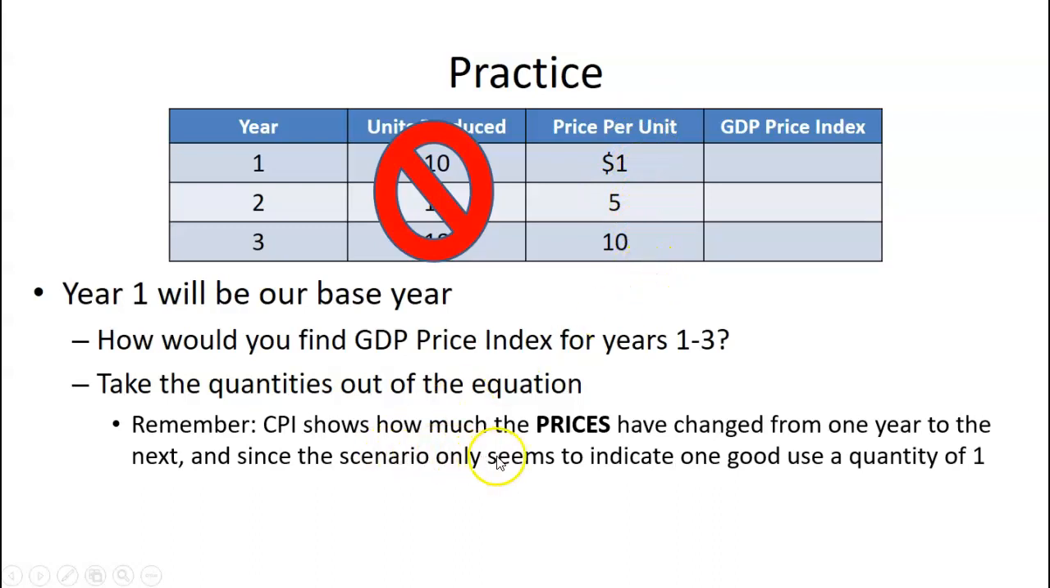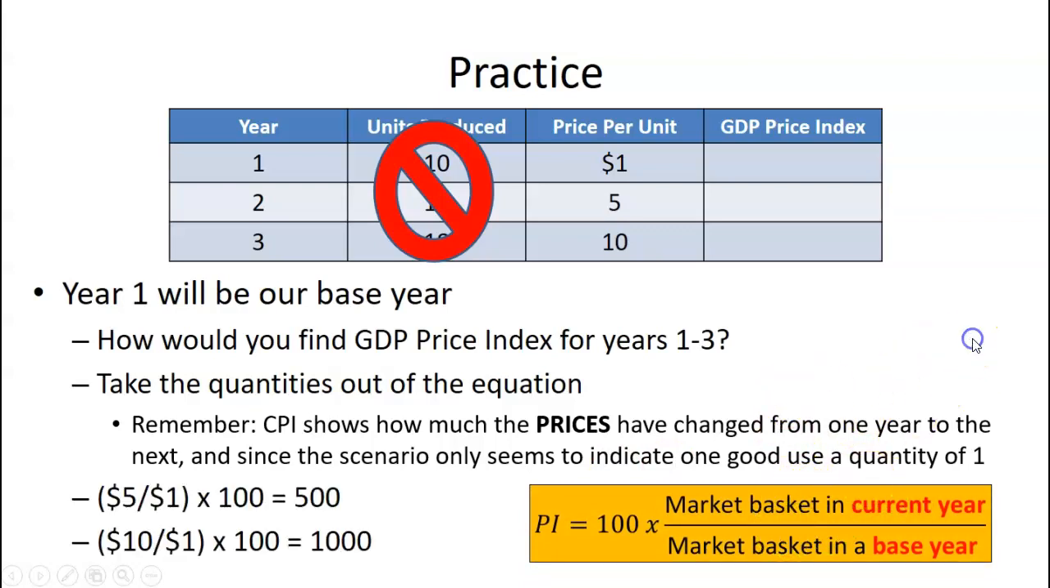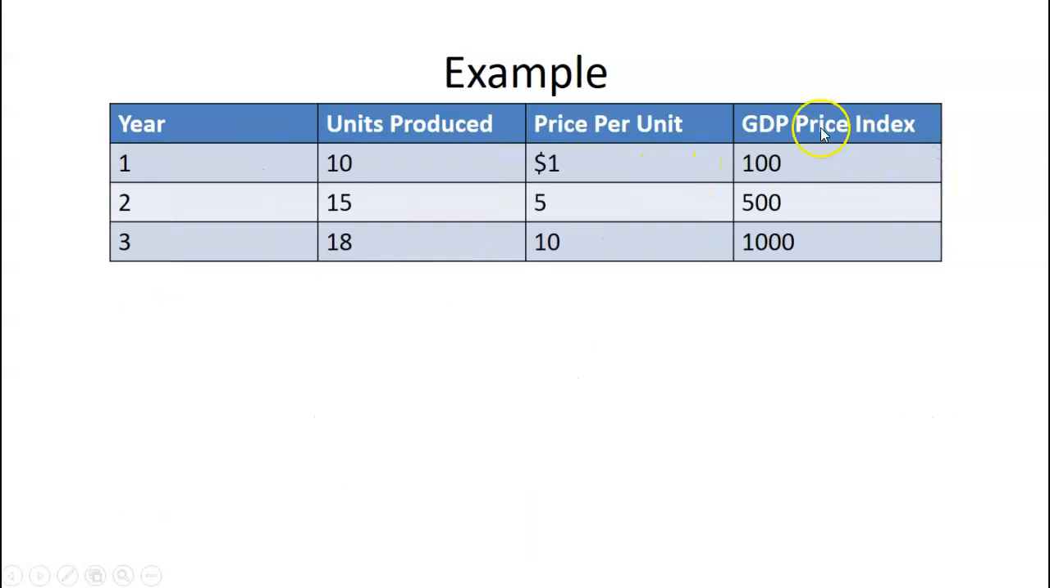So CPI shows how much the prices have changed from year to year to year. So we're going to use a quantity of 1. So the value of the market basket in the current year divided by the market basket in the base year. That's our equation for price index. So the value of the market basket in year 2 is 5 times 1 is 5. Divided by the value of the market basket in the base year, $1. The price of the good times the one good we theoretically sold would be 1, my base year price. So I get a price index of 500 and 1,000 for the current ones. And for year 1, it would be a price index of 100. So that's where I get these numbers from.